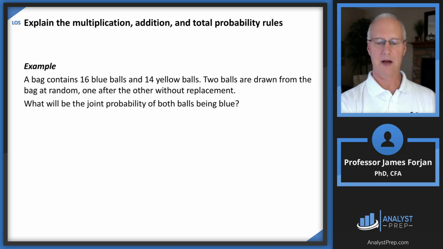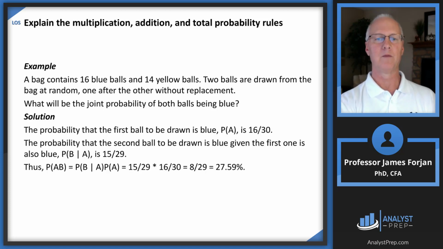So let's think about the outcomes. You're drawing two balls, so the first one could be blue, the second one could be blue; the first one could be yellow, the second one could be yellow; the first one could be blue, the second one could be yellow; the first one could be yellow, the second one could be blue. So we're covering all those outcomes. So what's the joint probability of them being blue?